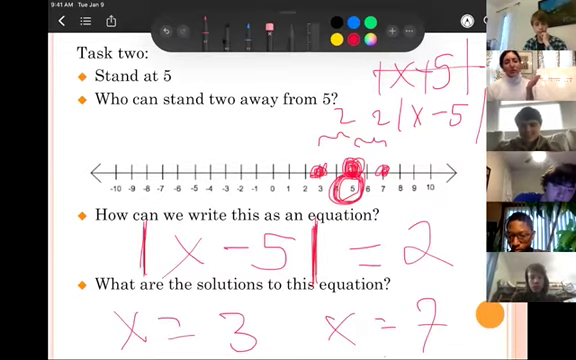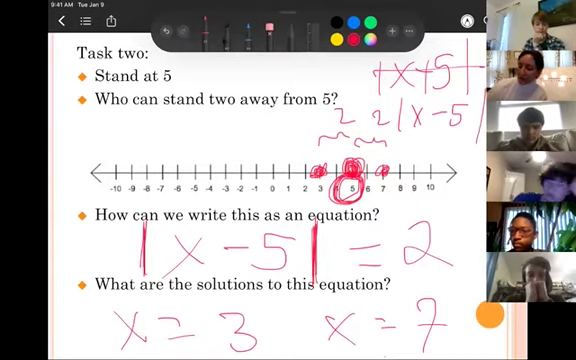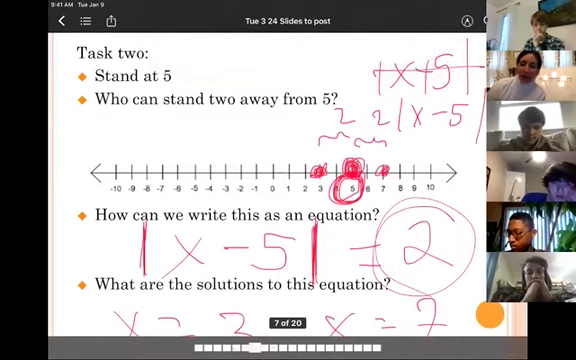So this is just more to get you thinking that there are two possible solutions in this idea that we are moving at distance from 5, that distance is equal to 2. So we have two possible answers here. You're not going to write these equations, you're just going to solve them. You're just going to be in the business of solving these equations.